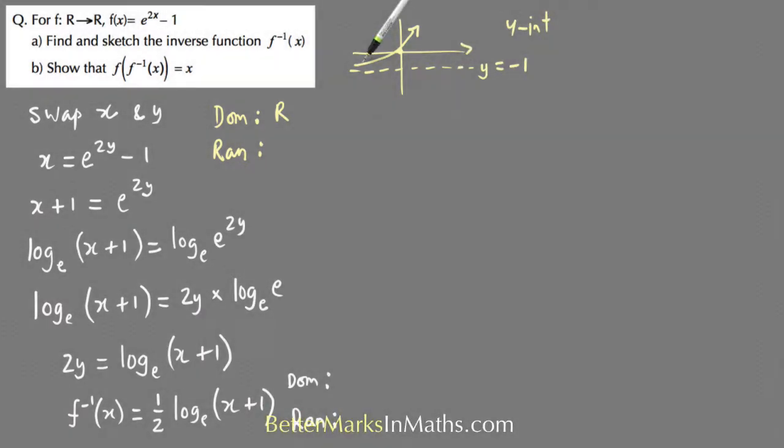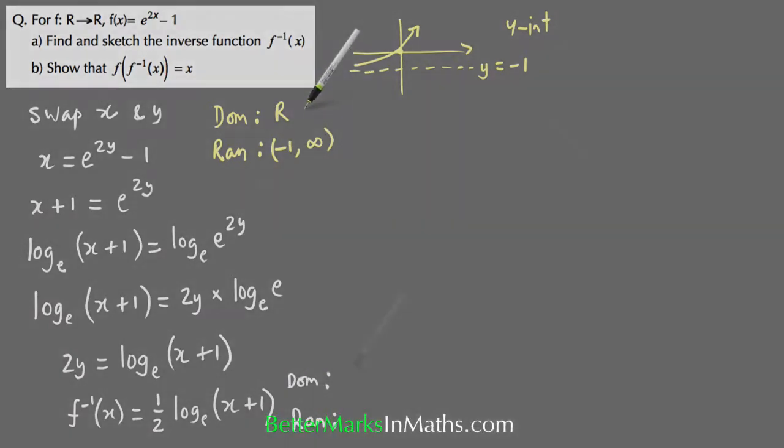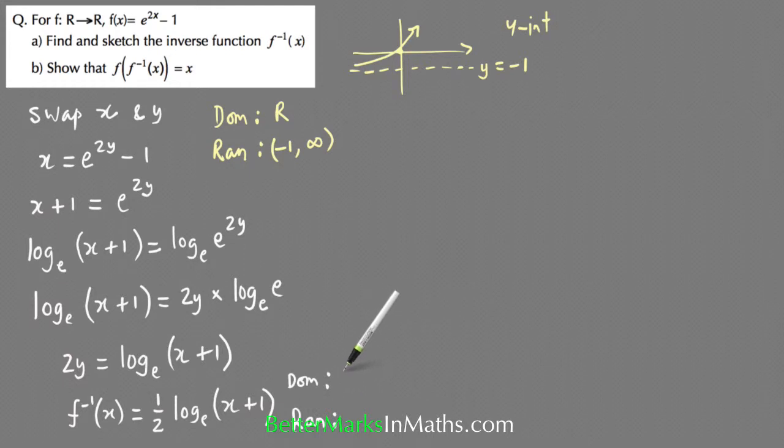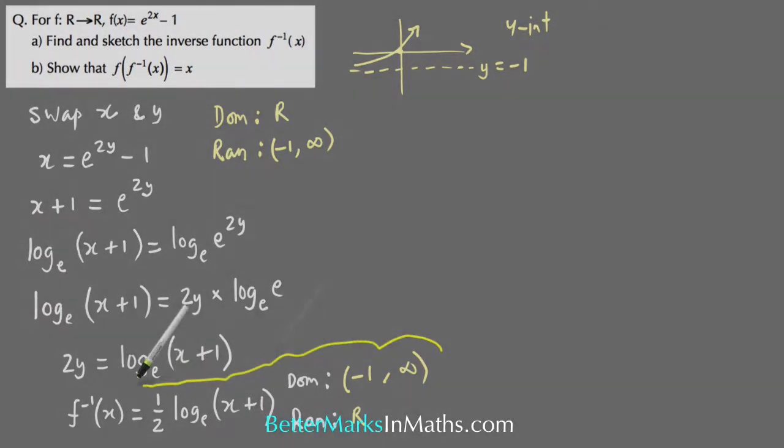And you can see from that that the lowest y value is -1, and then it shoots up towards positive infinity. So they're both round brackets. So that's the domain and the range. So now to find the domain and range of the inverse, all you have to do is swap these two. So the domain becomes -1 to infinity, and the range becomes R. So this is the inverse function here.